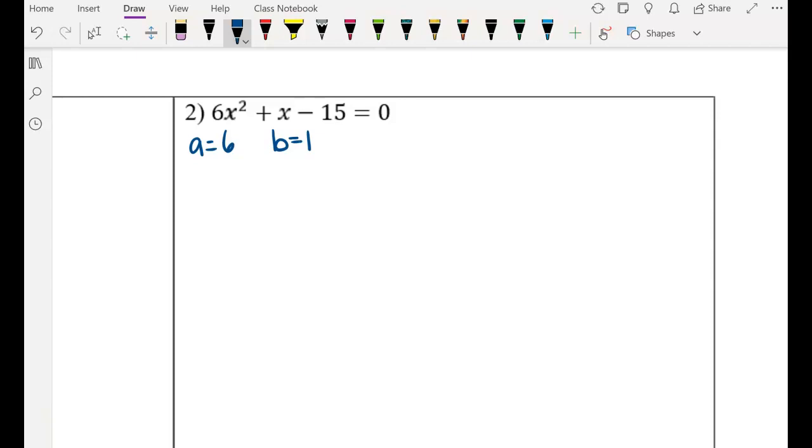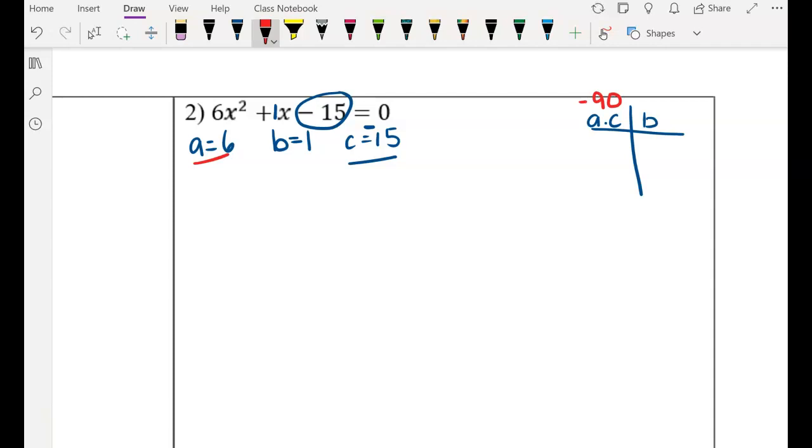Okay, so A is 6, B is 1, and C is -15. Now, according to our older sections, we're going to make a chart where we have A times C and then put B right here. A is 6, C is -15, so we will multiply those two together. 6 times -15 is going to be -90.